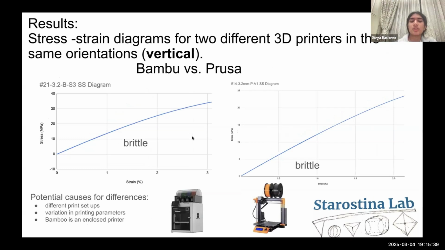So these are the stress strain diagrams when comparing vertical specimens between the two printers. The left side shows the Bambu and the right side shows the Prusa printer. As you can see in the stress strain diagrams, they both show very similar behavior. The graphs are very similar. However, it's slightly different in the ultimate tensile strength, like the highest point. And these potential causes for differences could be because of different print setups, the variations in printing parameters, and that Bambu is an enclosed printer while Prusa is not.